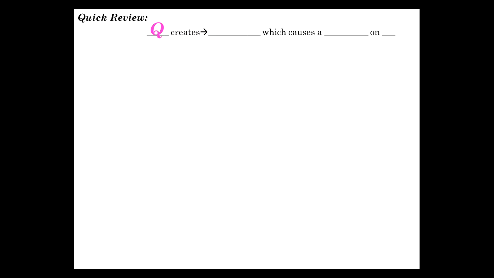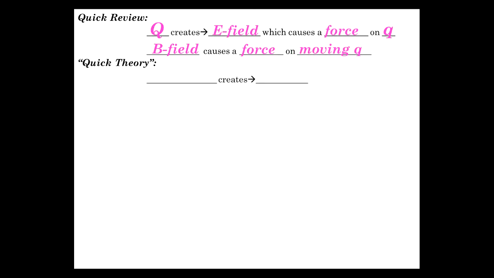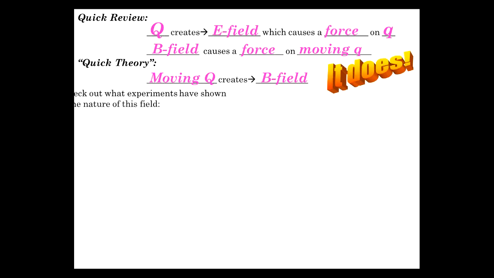We know that a charge creates an electric field, which causes a force on another charge Q. Then we've recently learned that a magnetic field causes a force on a moving charge. So let's see, an E field causes a force on a Q, but a Q is what creates the E field. A B field causes a force on a moving Q. I wonder if a moving Q creates a B field. Well, experiments demonstrate that in fact it does.